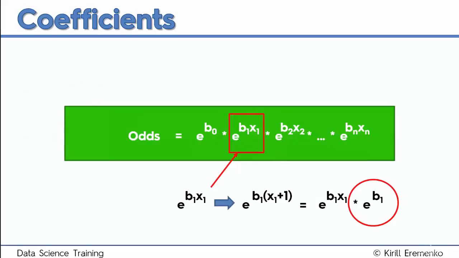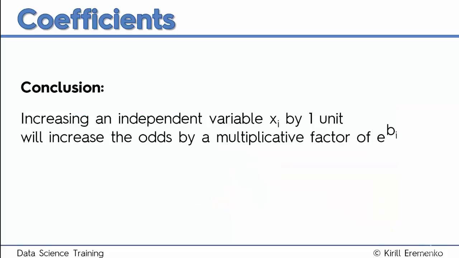So that's exactly what we talked about here, that if you increase x1 by 1 unit, then your odds will actually get multiplied by e to the power of the coefficient of x1, which is b1. Very, very important conclusion, very, very insightful. And don't forget, we're not talking about probability, we're talking about odds here. So the odds that we discussed in the previous tutorial.